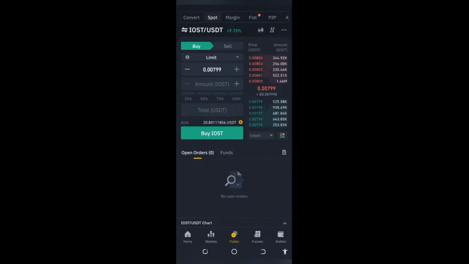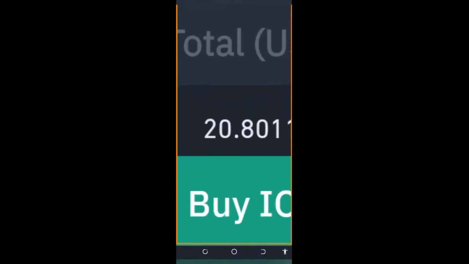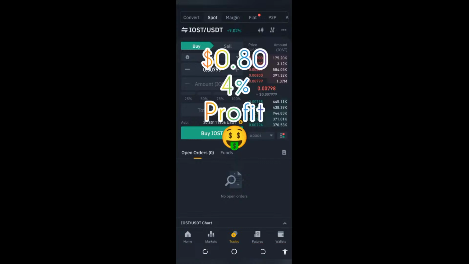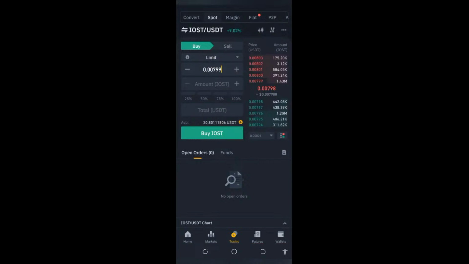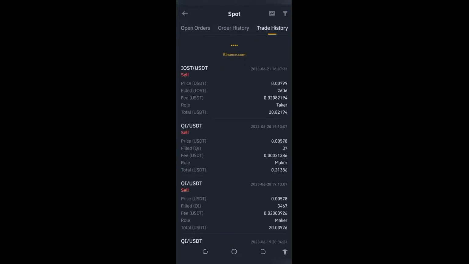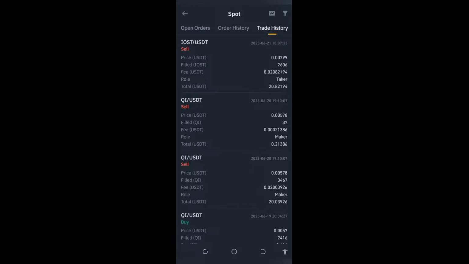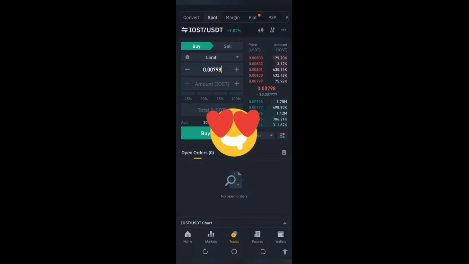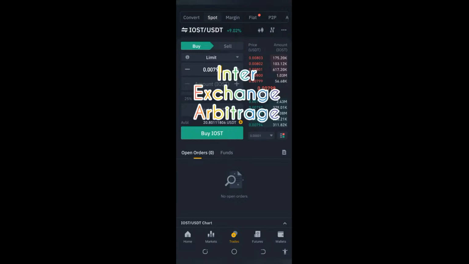Something actually happened. Wow, but that actually favored us, because now we've been able to make 80 cents over our $20. Oh my gosh, this is beautiful. Yeah, let's go and check what happened here. Okay, so we actually sold this to USDT. We sold the 2606 and we got 20.82. Oh my God, this is beautiful. I love this. Now, this is actually an inter-exchange arbitrage, right?